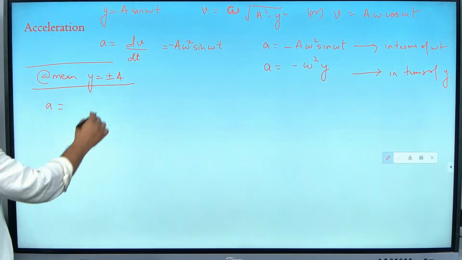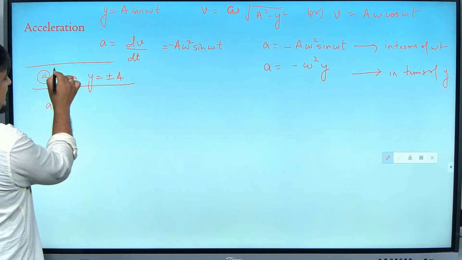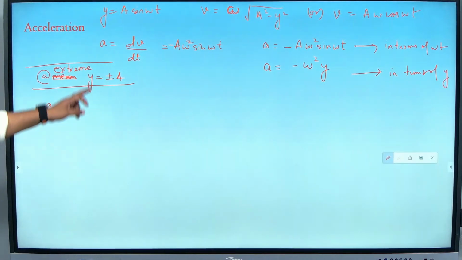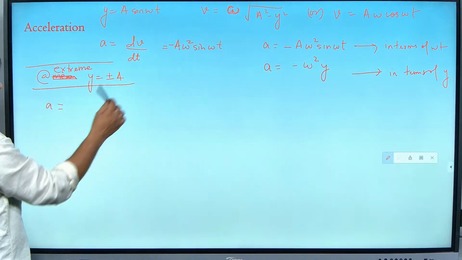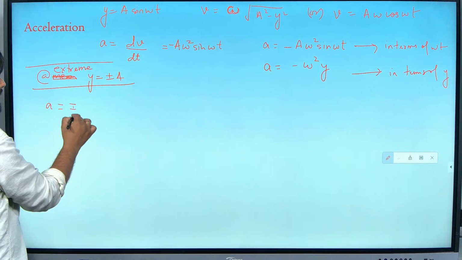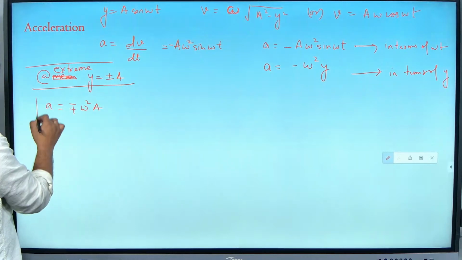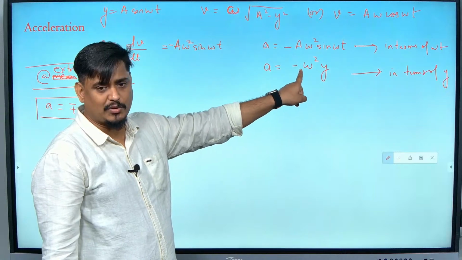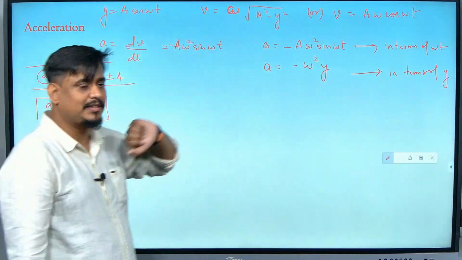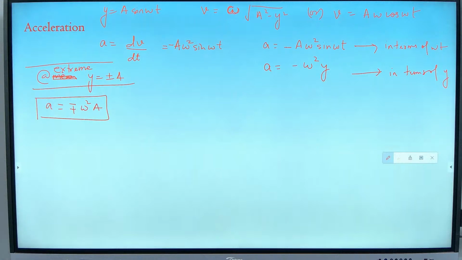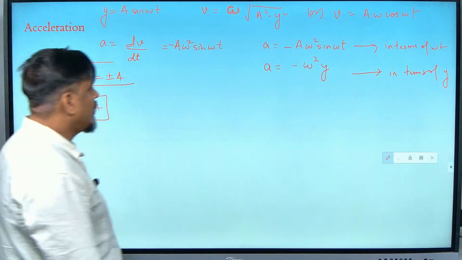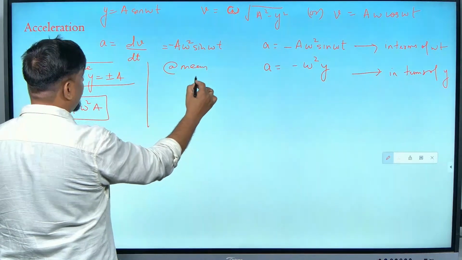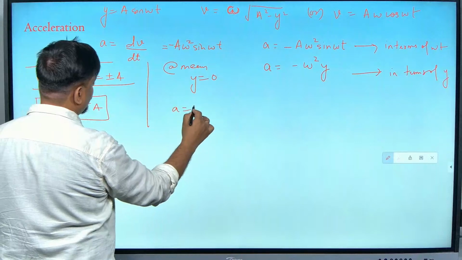At mean, y is equal to 0. First I am writing extreme, then I am writing mean. So at extreme, y is equal to plus or minus a. Put plus or minus a there, what will happen? At y equal to plus minus a, acceleration will become minus or plus omega square a, isn't it? Why am I writing minus or plus? Because when you put plus a here, it will become minus omega square y. When you put minus a, it will become plus omega square y. So I am writing minus plus, both are same actually. What about the mean position? At mean, y will become 0, a will also become 0.